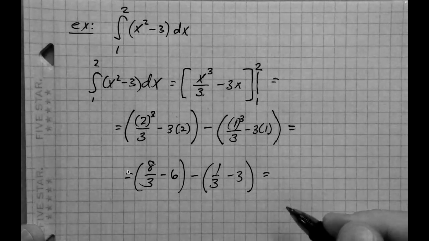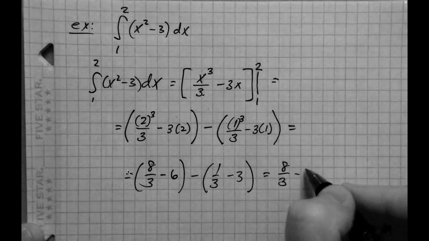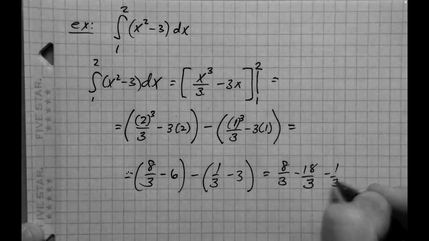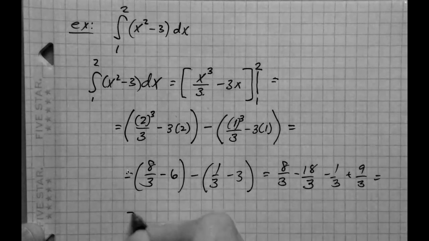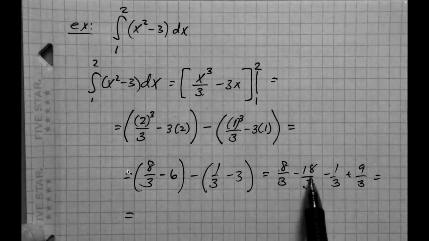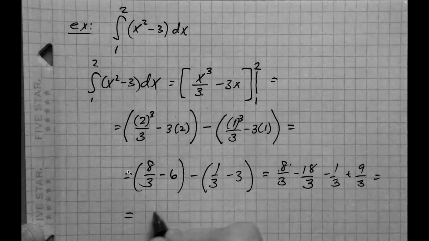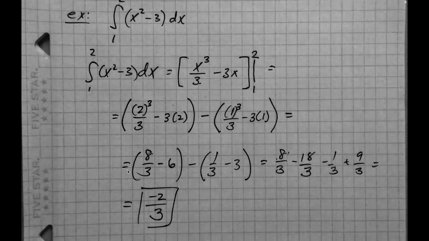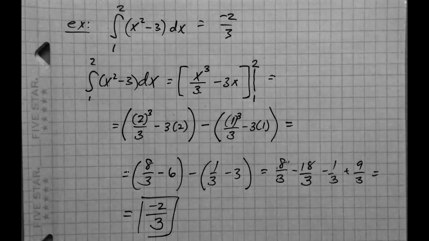Okay, and then all of this can be figured out. This is 8/3 minus 18/3, and then minus 1/3, and then plus 9/3, right? So all together, what do we get here? We get 8 minus 18 gets you -10, and then these two are 8 together, so you get -2/3 all together, right? So the value of this definite integral is -2/3.